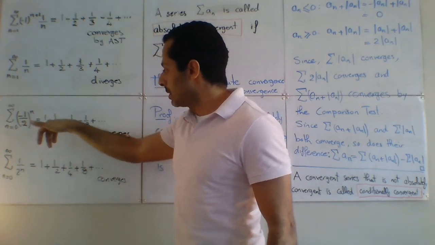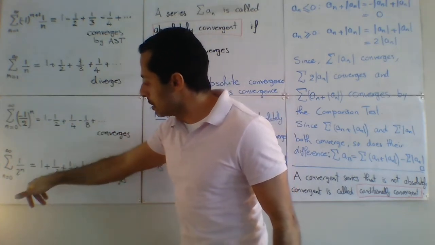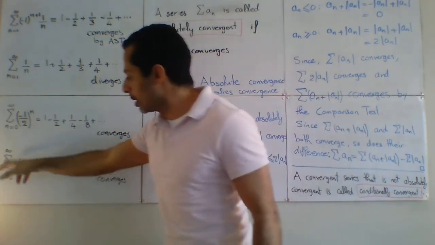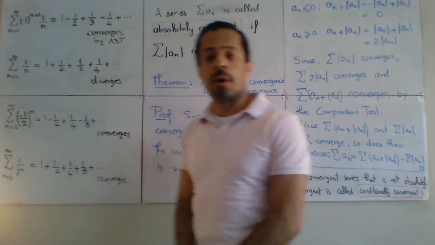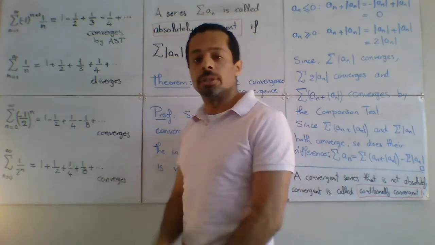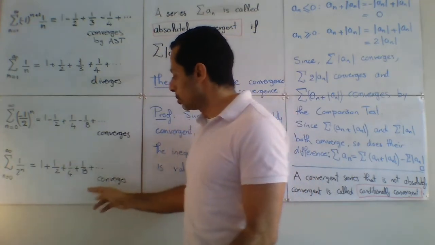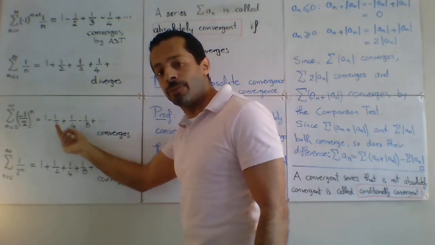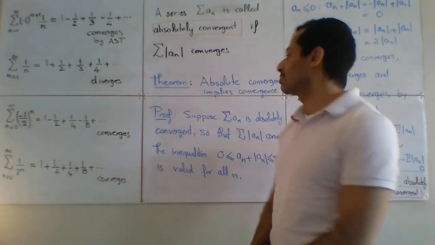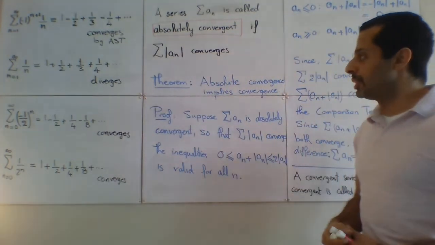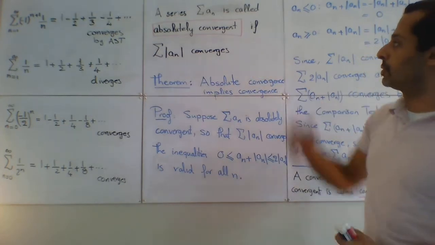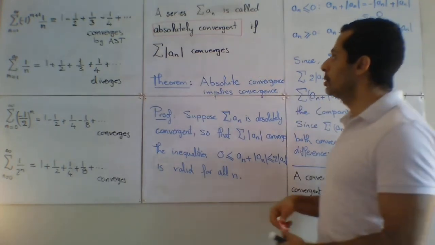If I get rid of the negative signs and take just plus signs, so the series of non-negative powers of 1/2, then the series also converges. It converges in both the alternating version and the non-alternating version. So for this reason and for others, we introduce this very important definition.